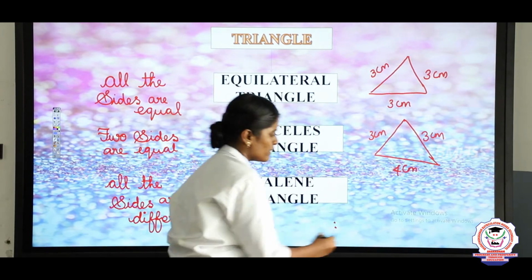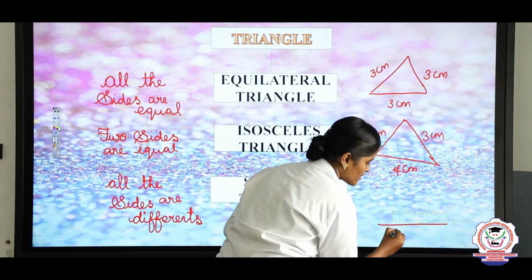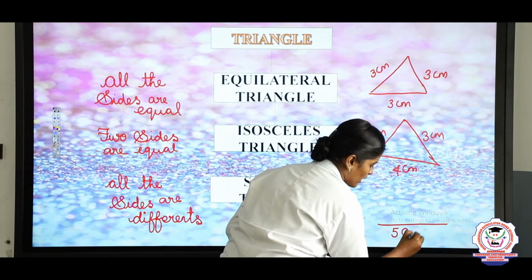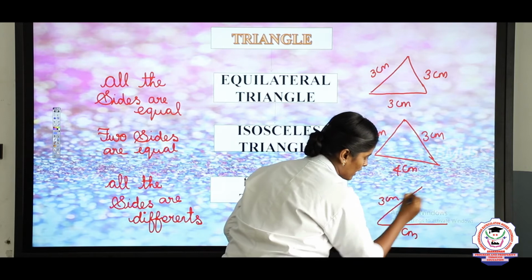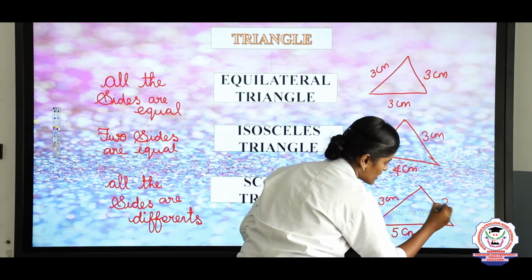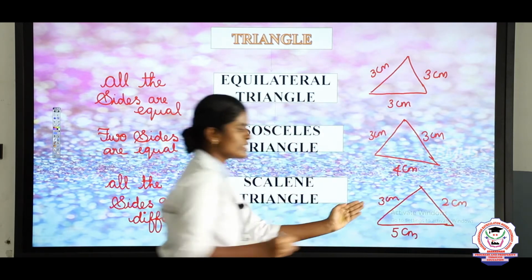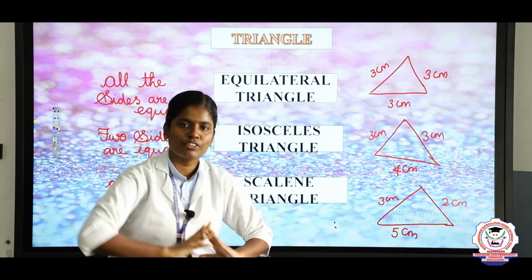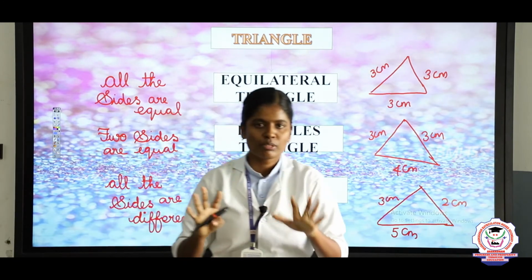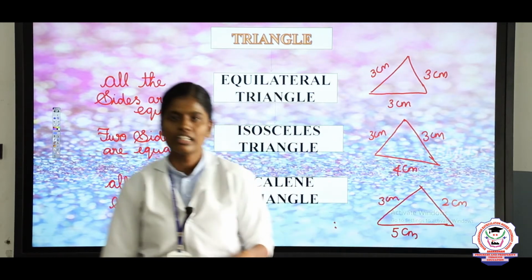For example, the bottom of the line is 5 centimeter, and 3 centimeter, and 2 centimeter. 3 centimeter, 2 centimeter, 5 centimeter. So if all the sides of the triangle have different values, that is a scalene triangle.